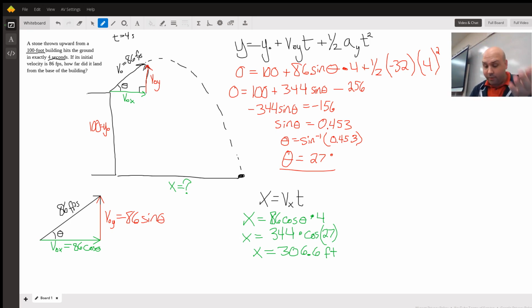Now, some students are afraid of cosine and sine. Don't be. It's just a button on your calculator like multiplication. Just type in cosine 27. You push enter. And then you multiply that number by 344, and you get the answer of 306.6 feet for this question.